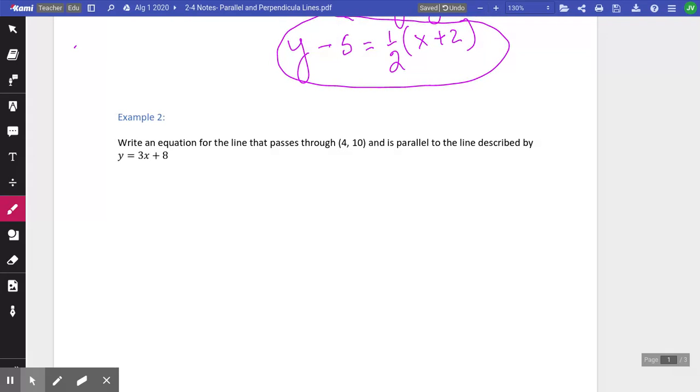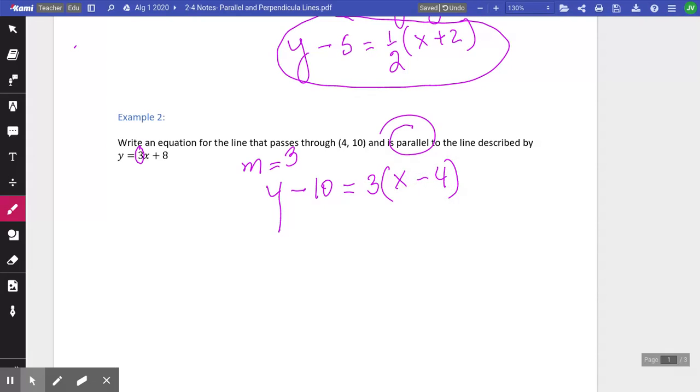Again, write an equation for the line that passes through point 4, 10, and it's parallel to the line described by y equals 3x plus 8. I know that parallel lines have the same slope, so the slope of the line I'm trying to write the equation for is also 3. So I will start with point slope again. Y minus 10 equals 3 times x minus 4.